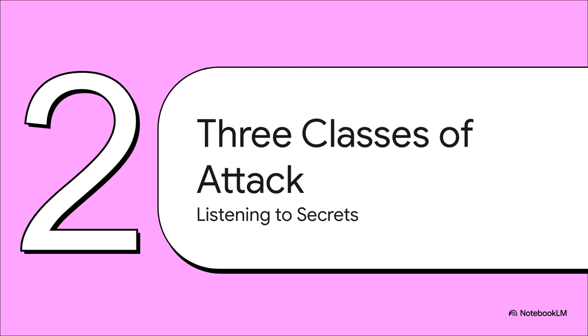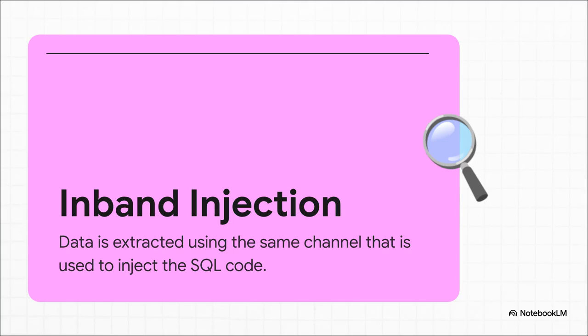All right, so now that we get the basic trick, let's look at the 3 main ways an attacker uses these injections. It's not just about getting in, it's about pulling sensitive information out. Okay, first up is inband. Think of this as asking the database a question and having the answer pop right up on the screen for you to see. It's the loudest, most obvious method, but it works fast.